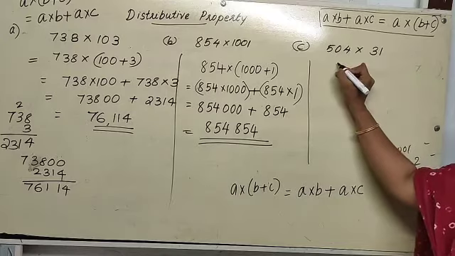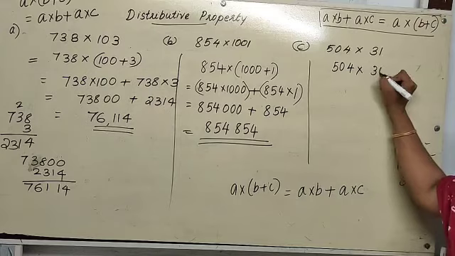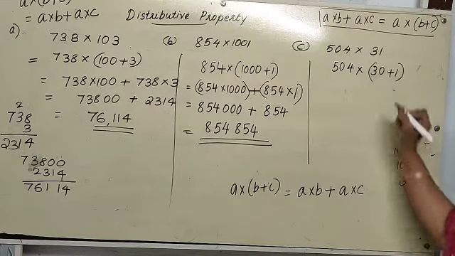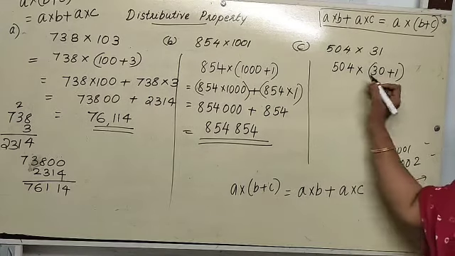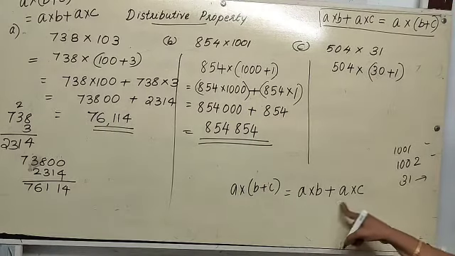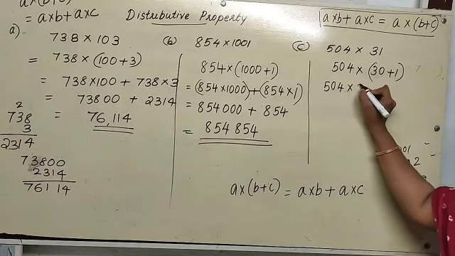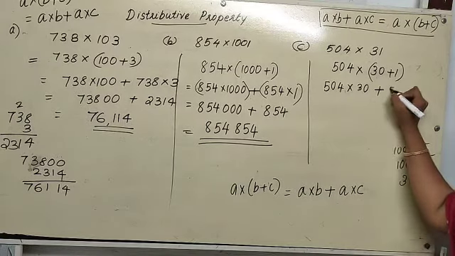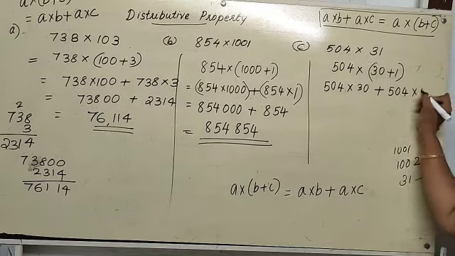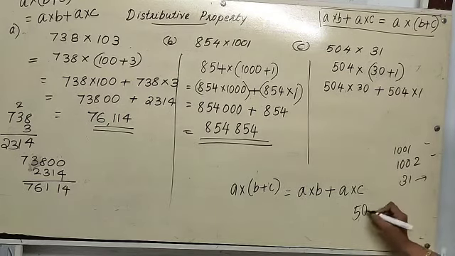504 into 31. You can write 31 as 30 plus 1. Then what do we have to do? A into (B plus C) is A into B plus A into C. So 504 into 30 plus 504 into 1. 504 into 30, that we have to multiply.